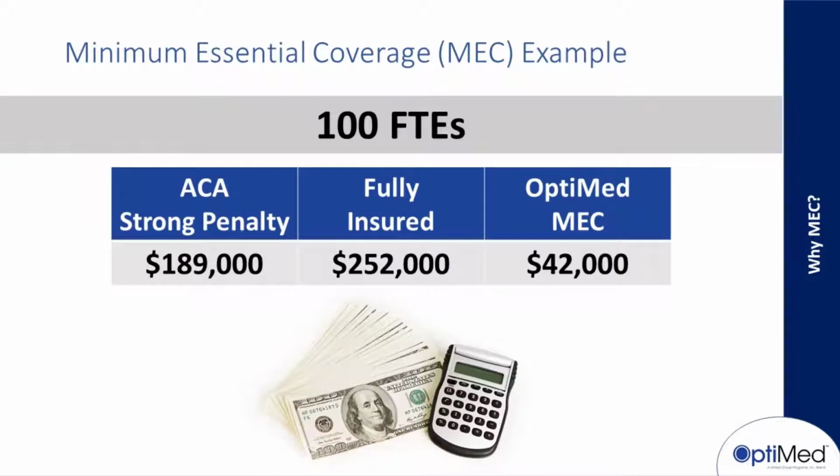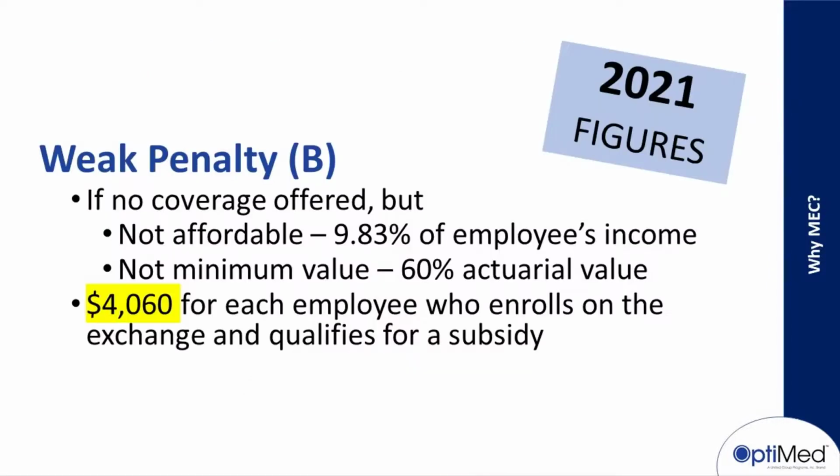And that's the important part of this equation that I want you to understand too, is that this only satisfies the A penalty. The B penalty is if you do offer a MEC program, but it's not affordable, nor does it have a 60% actuarial value or better, then the employee can go get a subsidy and enroll. So you say, well, then the group will pay 40? No, you're paying one fine.